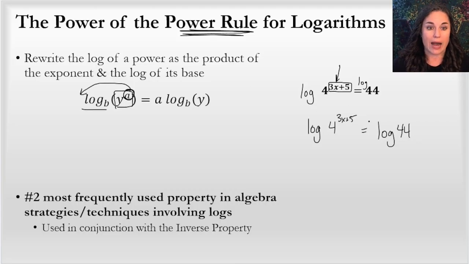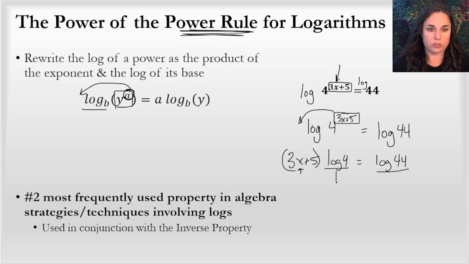I'm going to use the power rule to bring this out front. Do you see I can bring this out front? So I get 3x plus 5 times log 4 equals log 44. Okay, I'm isolating x. I'm going to divide by log 4 on both sides. So, some algebra notes here. When I do this, I'm going to get 3x plus 5 on this side.